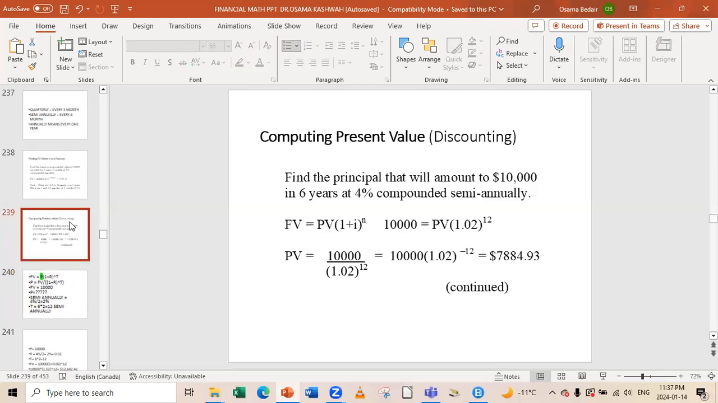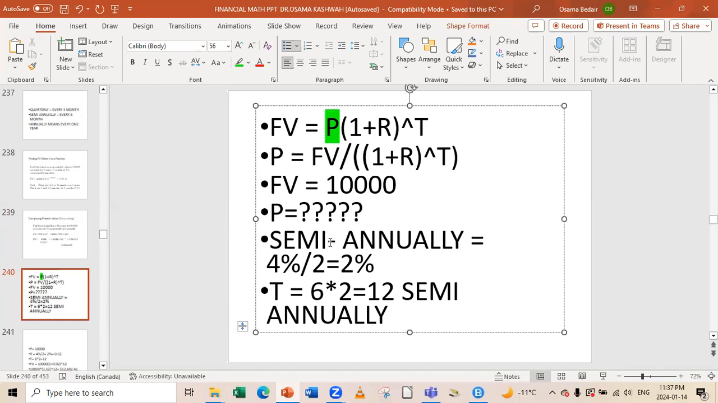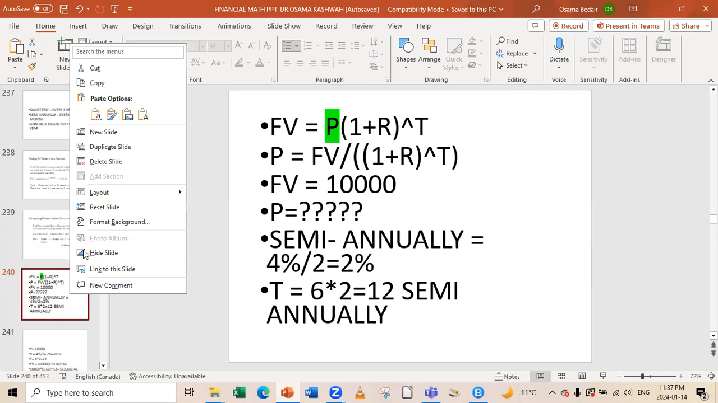We are converting everything into semi-annually, like what I showed you. Just put a hyphen here between semi and annual. That's it. Okay, the future value is there. The interest rate is there, 2%. And the time is there, 12 semi-annuals. Can we apply now? Yes, we can apply now.